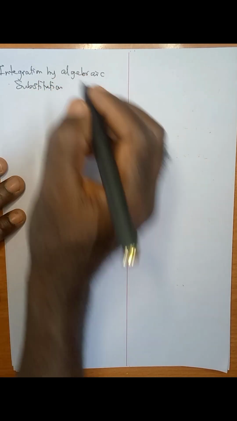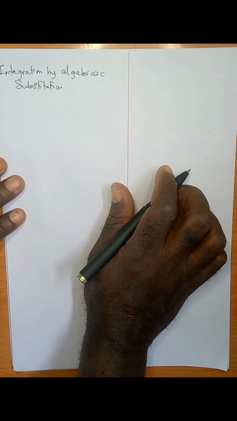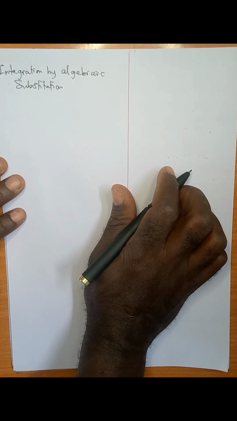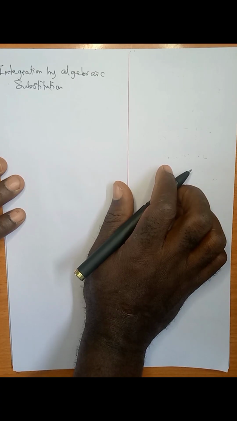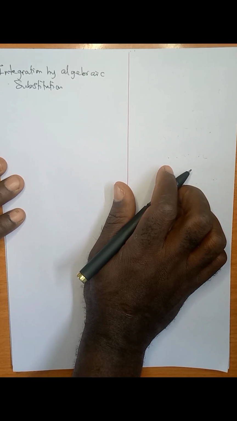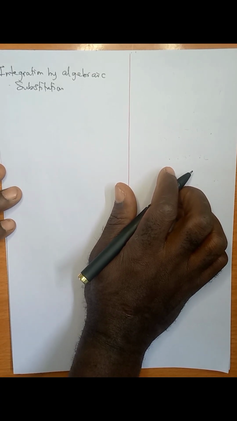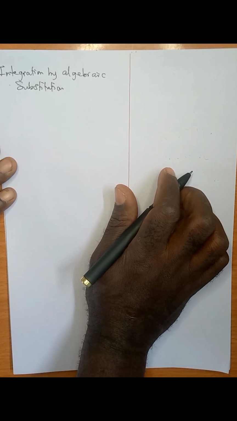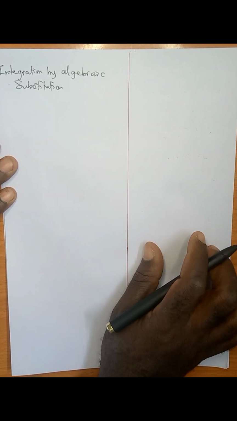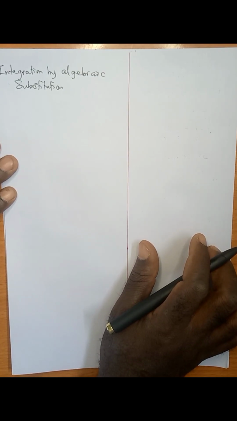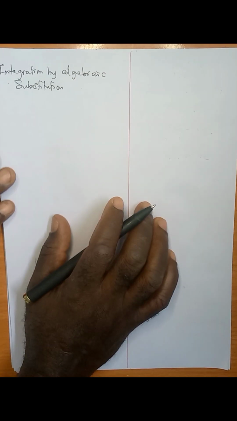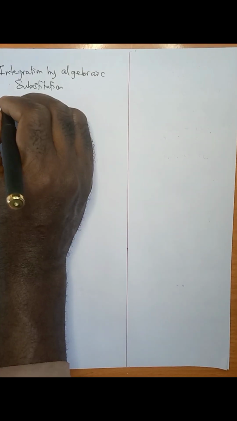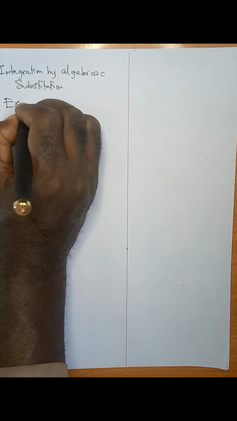You know, sometimes an integral that is not in the standard form can be reduced to one that is in the standard form by making an algebraic substitution. If you have an integral that is not in the standard form that we have treated, then you can reduce it to the standard form by making a certain algebraic substitution. Now let us look at some examples.